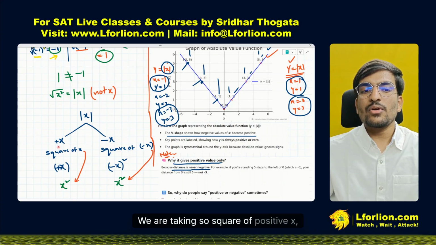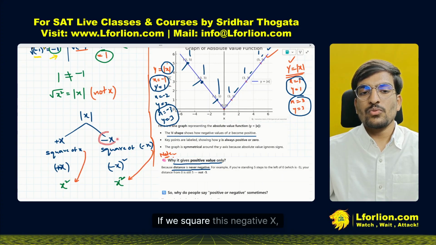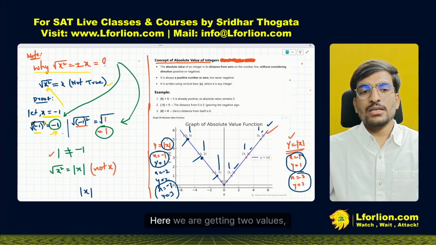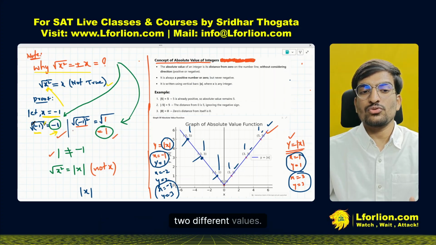So the square of positive x, we end up with positive x square. The square of negative x, we end up with positive x square. If we square this negative x, we get x square. If we square this positive x, we end up with positive x square. Here we are getting two values, one is negative 1 and one is positive 1, which means the thing we assumed, root x square equals x, is not true. We are getting two different values.